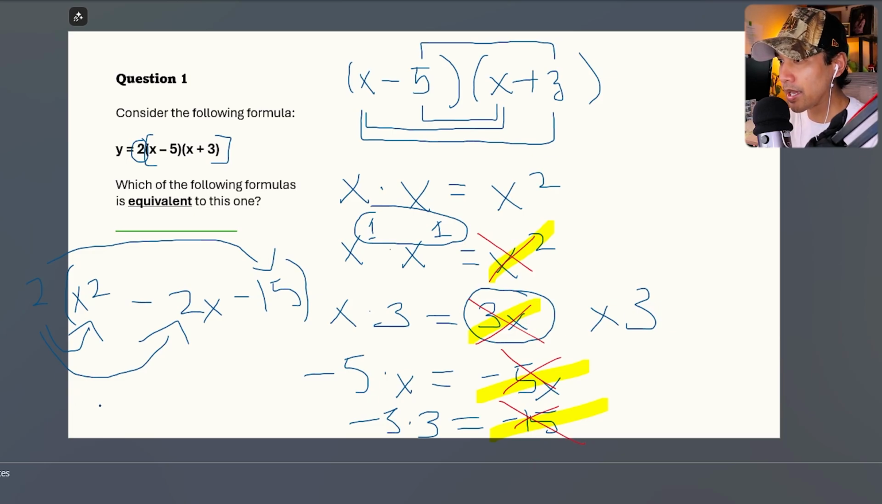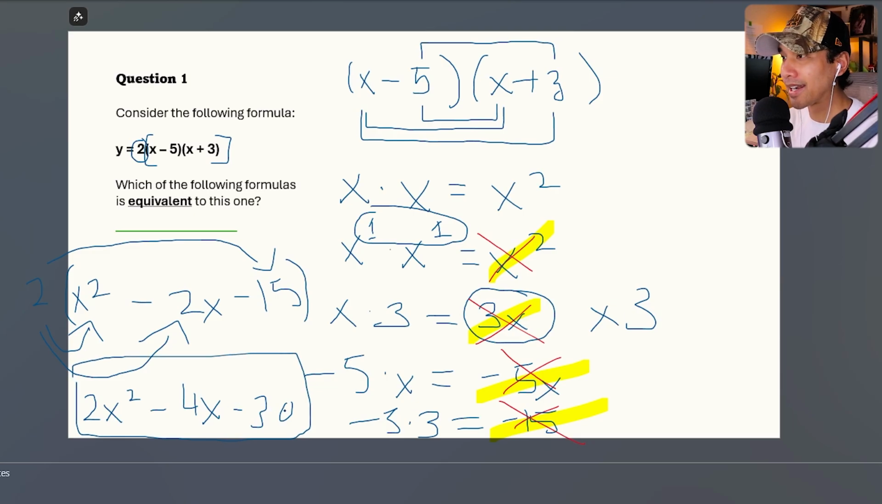Now, just by multiplying it in my head, this is super easy, but let's just do it together, okay? What is 2 times x squared? 2 times x squared equals 2x squared. What is 2 times negative 2x? That equals negative 4x. Last term, what is 2 times negative 15? That is negative 30. This is our answer now. 2x squared minus 4x minus 30. That is our expression.